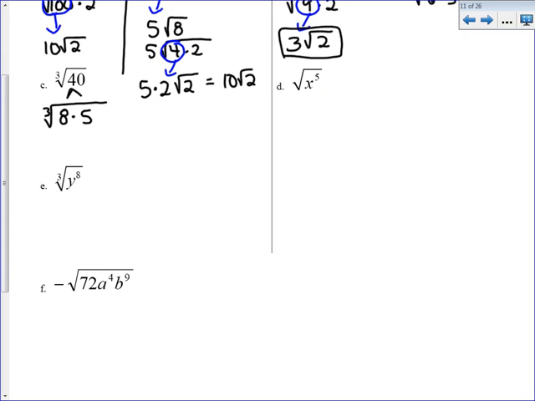And then what part of that can I take out front? 8. And what does it come out front as? 2. The cube root of 8 is going to come out front, and that's going to be 2. And then left over, don't forget your index. We have a cube root of 5. Questions?